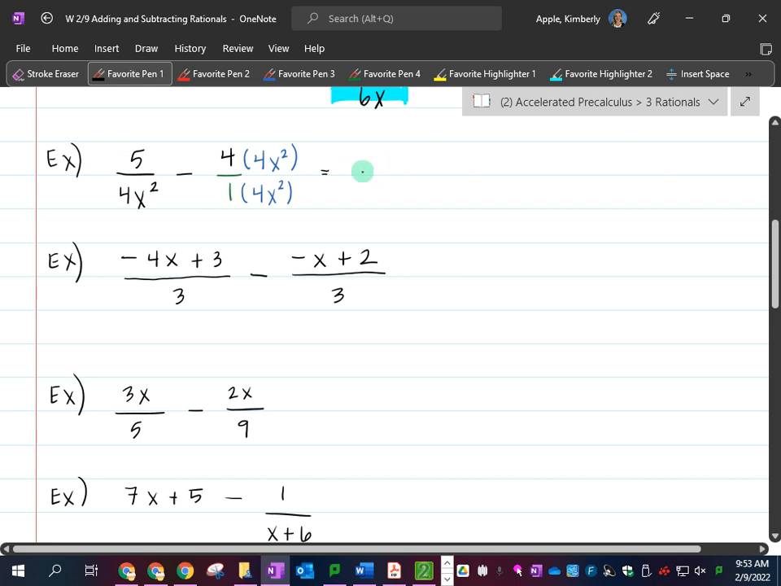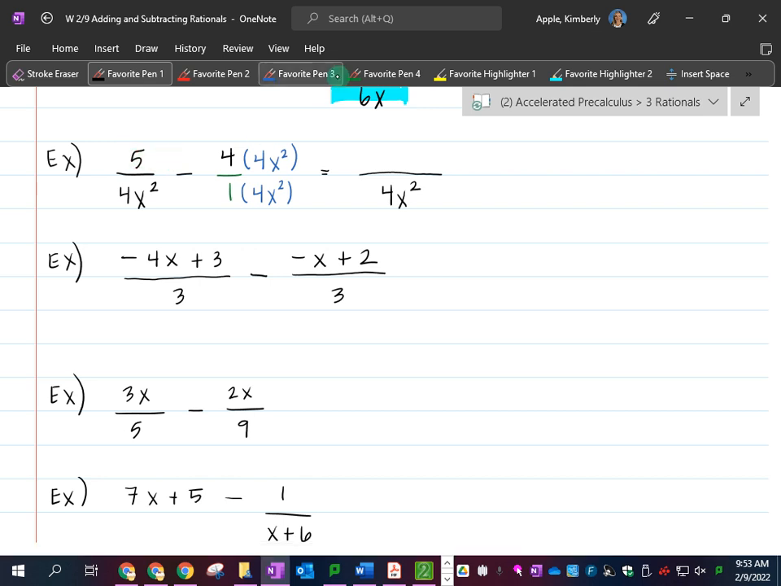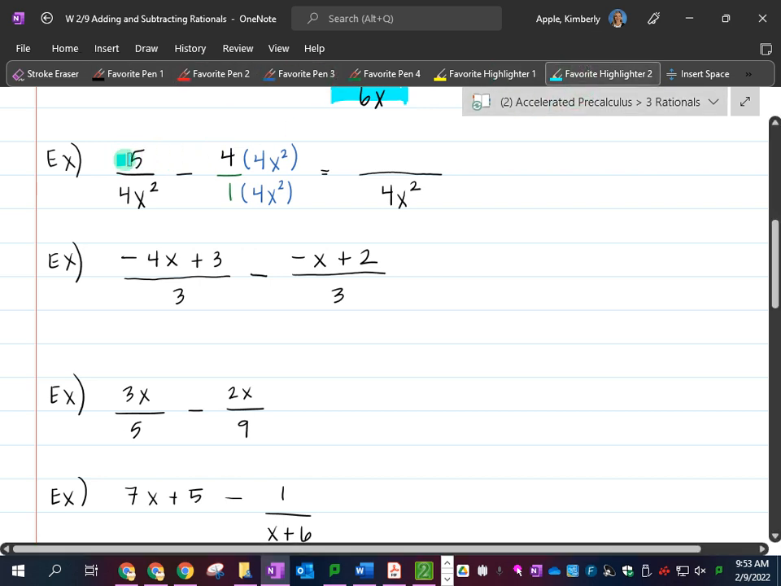So my common denominator now is going to be just 4x squared, so I can write these two as a single fraction with the same denominator on the bottom. And then I'm just going to perform this. I'm going to bring that numerator to the top. So this will be 5 minus 16x squared. And just 4 times 4. I cannot factor anything on the top. I can't factor anything on the bottom. Nothing simplifies, so this one is done.